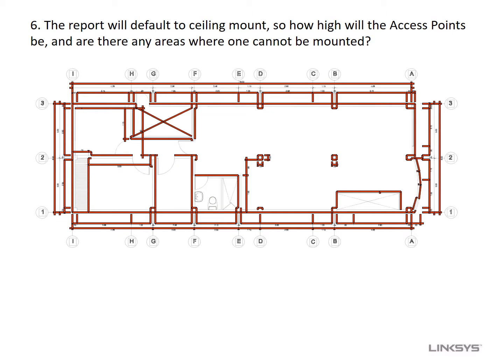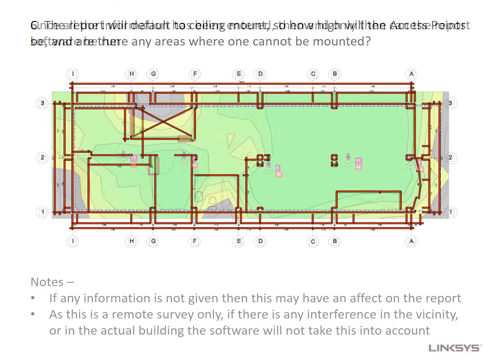The software will always provide projection for access points that are ceiling mounted. So you will need to indicate how high the ceiling is or how high the access points will be mounted. Also, if there are any areas on the map where the access point cannot be mounted, i.e. a listed building with an ornate ceiling, please draw attention to this as well.